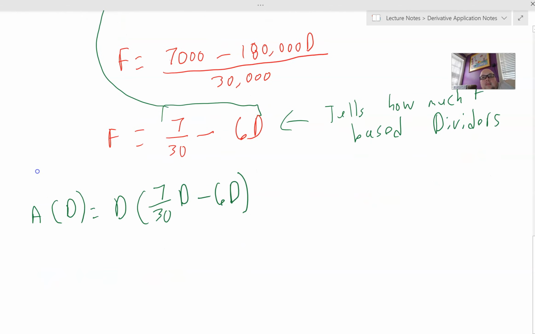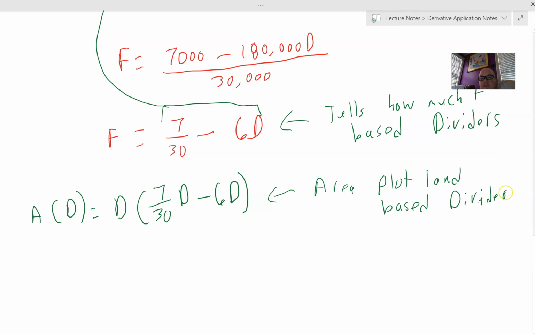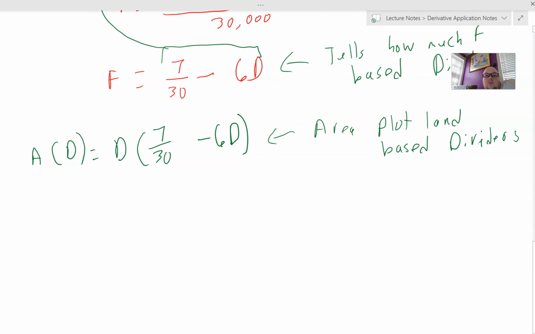Alright. And this here is called your area model. This tells you the area of your backyard, or the plot of land, the area of your land, based on your dividers. Okay? So if your dividers, oops, and this should not have had a D, that should be just 7/30. So if your dividers had a length of, say, 20 kilometers, you would plug in 20 and then solve this down and see what you get. Okay? And that would tell you what your area is. So now, what we can do.